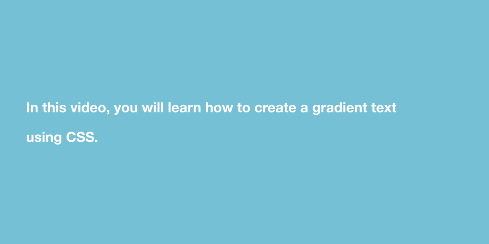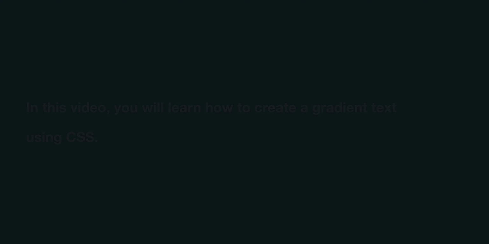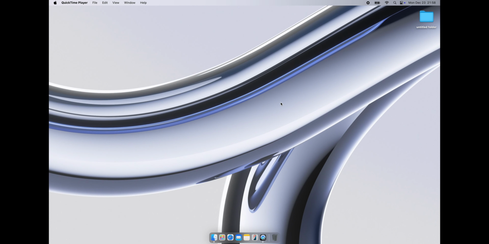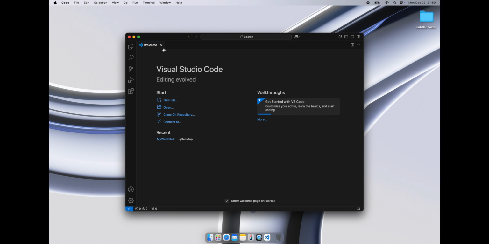You may have already noticed that the gradient text is a very popular style on websites recently. One of my favorites is Apple's color combination, which they use on their website to introduce Apple Intelligence. In this video, we will learn how to create beautiful gradient text using CSS.